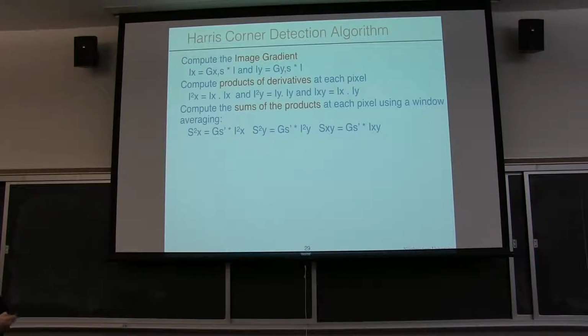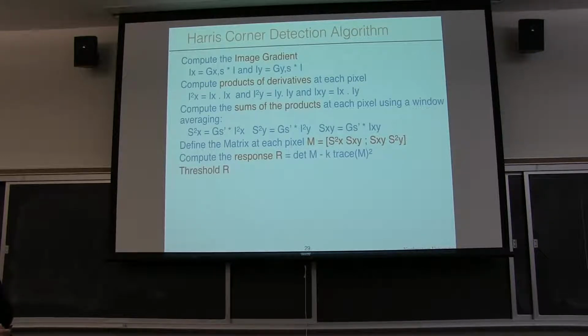So we get these averaged images, and now for each pixel we can build a matrix that's given by these 4 components. It's a symmetric matrix. So I have the sum of the x squares, the sum of the y squares, and the sum of the products. Okay. We compute the response R by computing the determinant of the matrix minus k times the trace squared, and then we threshold R, and basically we're done.